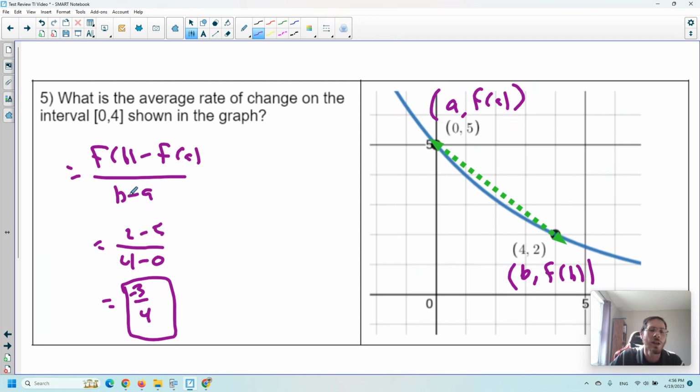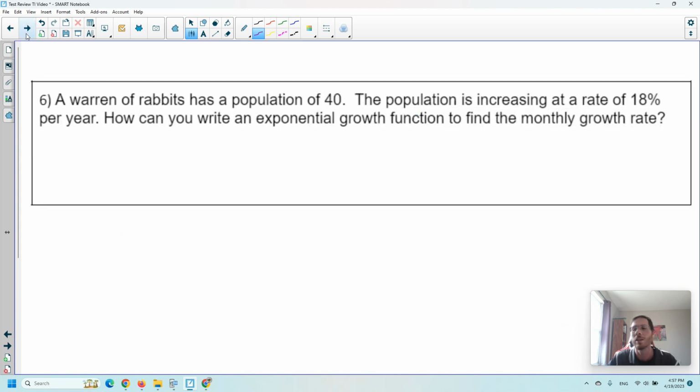Again, the only thing you use the TI for would be to type that into your TI if you want to get a simplified version. Decimal is okay if you do want to give a decimal, as long as it is exact. So if it's 2/3, you cannot give me 0.66666. It has to be 2/3. You can give me 0.6 repeating, that's fine. But I do not want a decimal approximation.